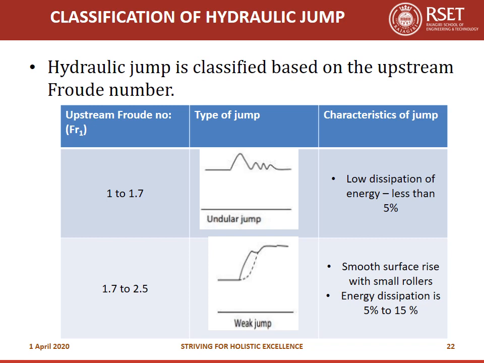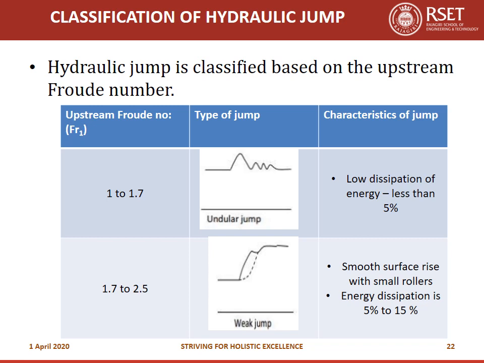A hydraulic jump is classified based on the upstream Froude number. That is, the supercritical flow Froude number is used to classify hydraulic jump. Here I've made a table. The upstream Froude number, when it is 1 to 1.7, the type of jump is known as an undular jump. That is, small undulations will be happening on the surface. That is how we know that it's a hydraulic jump. When the Froude number is varying from 1 to 1.7 on the upstream side, it's an undular jump.